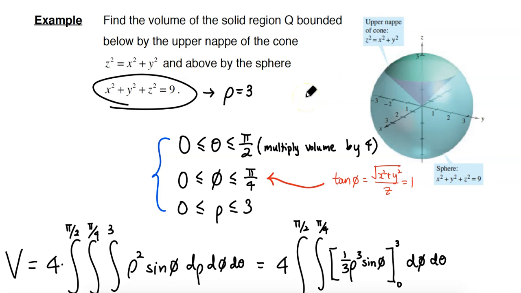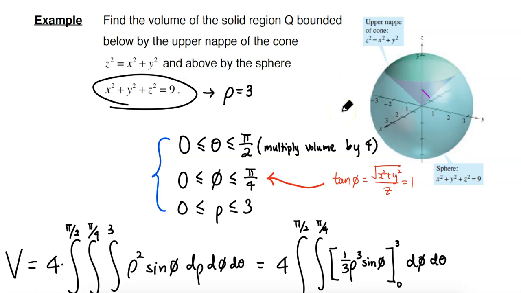So what we're going to be interested in is to find out where these intersect, where the cone cuts the sphere, because this is going to help us determine, in particular, the range of phi. Phi is going to start at 0 and then it's going to go down until it hits the cone. So we need to find out how far it is. In spherical coordinates, x squared plus y squared plus z squared is rho squared. So if rho squared equals 9, that means rho equals 3.